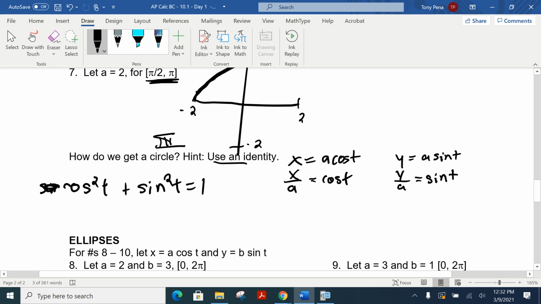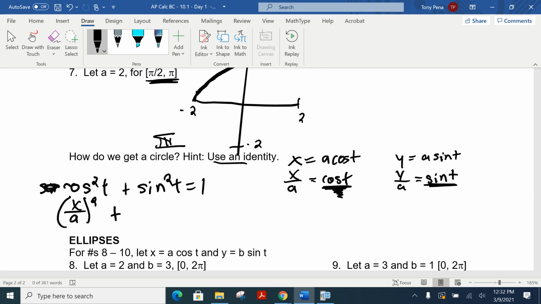Well, let's do some substitutions. Doesn't cosine in this case equal x over a, squared? And then our sine over here, sine is equal to y over a. So we would do y over a, squared, equals 1. So if we now simplify this, what we would get is x squared over a squared plus y squared over a squared would equal 1.